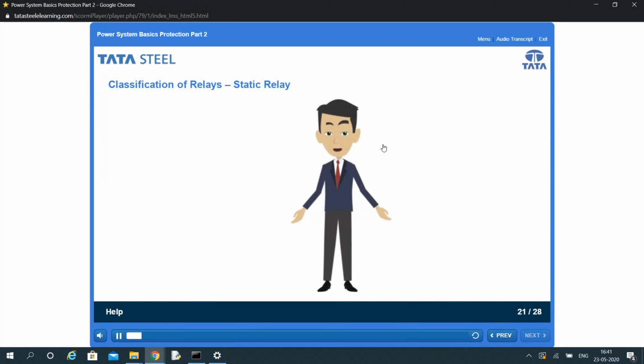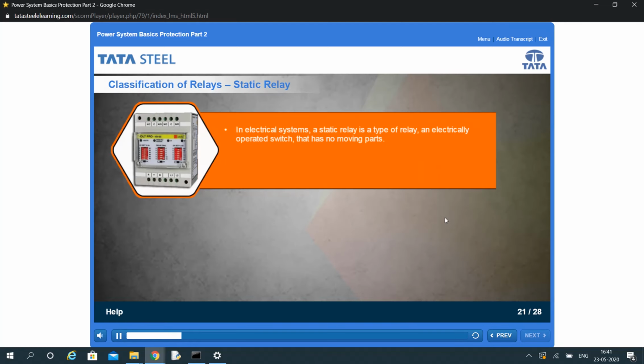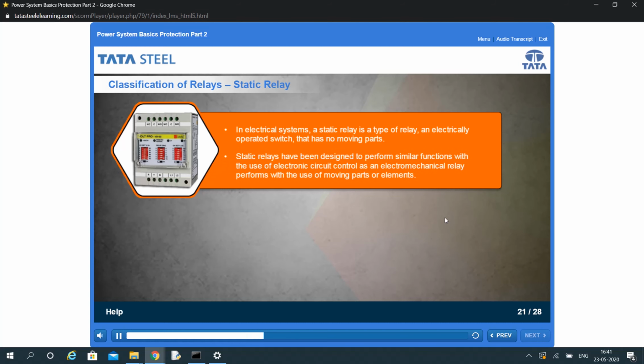Let us now look at the next classification, that is static relay. In electrical systems, a static relay is a type of relay, an electrically operated switch that has no moving parts. Static relays have been designed to perform similar functions with the use of electronic circuit control as an electromechanical relay performs with the use of moving parts or elements.